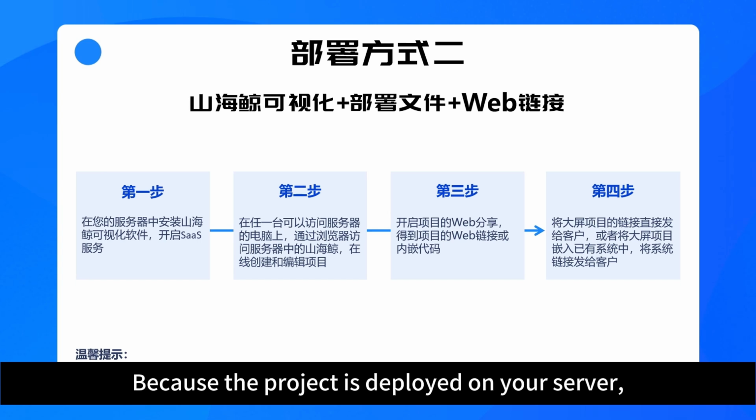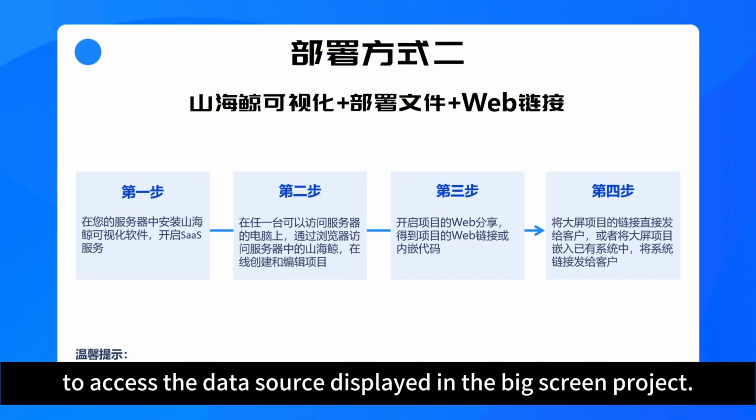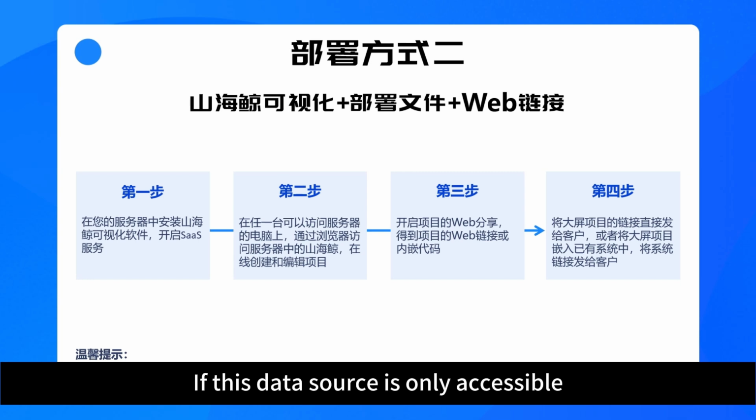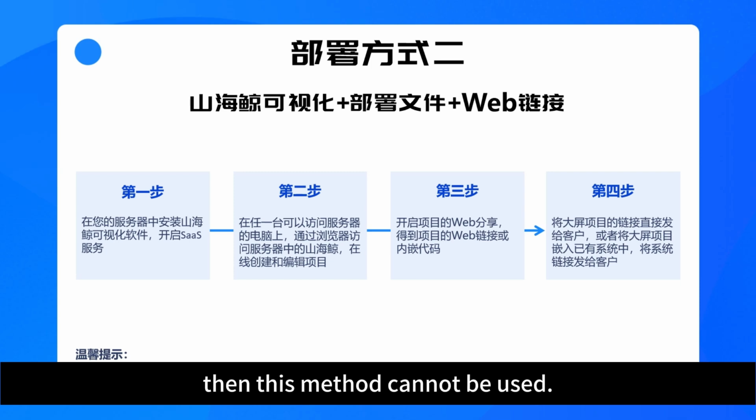Secondly, because the project is deployed on your server, you need to be able to access the data sources displayed in the big screen project. If this data source is only accessible within the customer's LAN, then this method cannot be used.